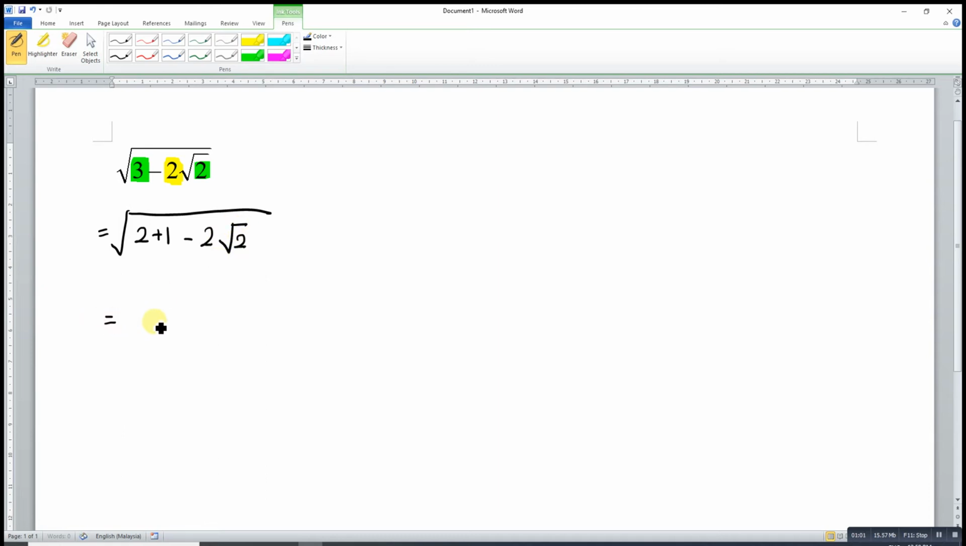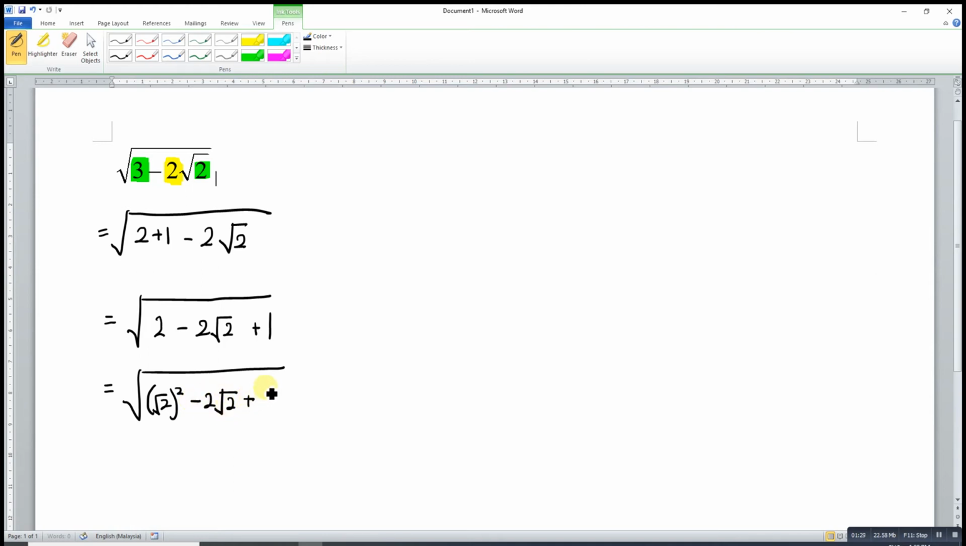So what we have to do next is rearrange. Make sure the number in front is greater than the number behind, because the square root of any number should be a positive number. And this is equivalent to, I take the square of square root 2 plus the square of square root 1.